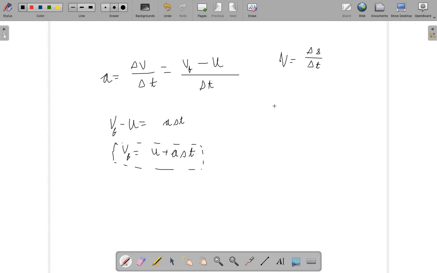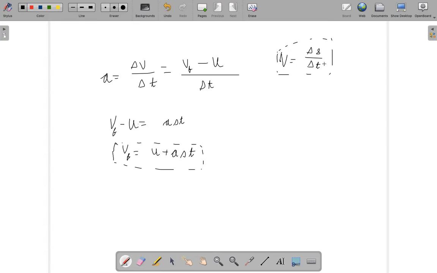Okay, so sorry, just give me a second. Basically, our average velocity, this expression is for average velocity, not final velocity. Sorry, I kind of mumbled that up.